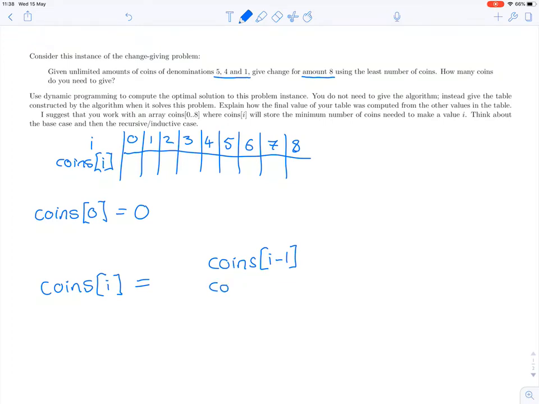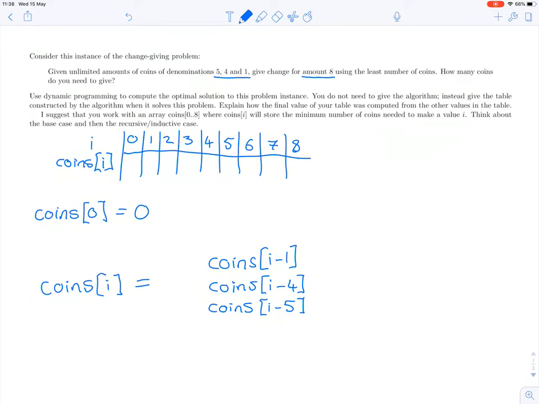Similarly, if I knew the minimum number of coins required to give change of I minus 4, I could also give change of I by just giving 1 more coin, by giving a coin of value 4. And finally, same goes for I minus 5. So if I knew the solution to any of those 3, then I could give the change that I require, change of I, by just giving 1 more coin. So either giving a 1 or a 4 or a 5, depending on how far away I am from that.